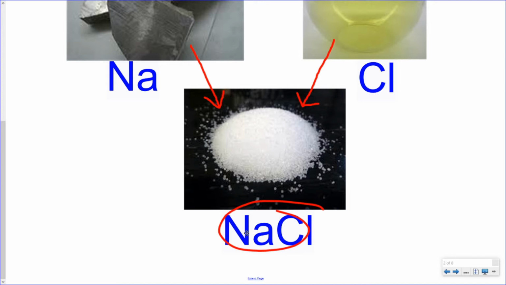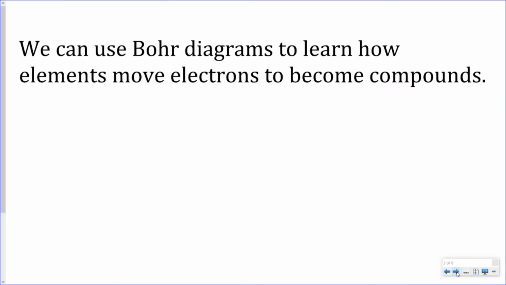So let's figure out, how do we actually come up with some of these compounds? We're going to look at diagrams to do this. We can use Bohr diagrams to learn how elements move electrons to become compounds. Now, one thing, I'm not sure whether I put it in the last video or not, is we're going to be talking about ions again, so positive and negative ions. So I just wanted to introduce some new terminology.